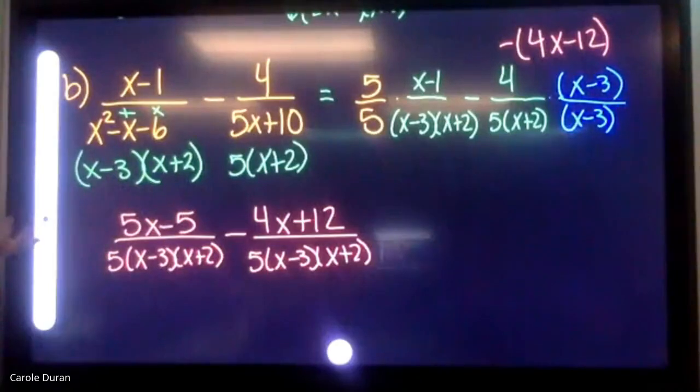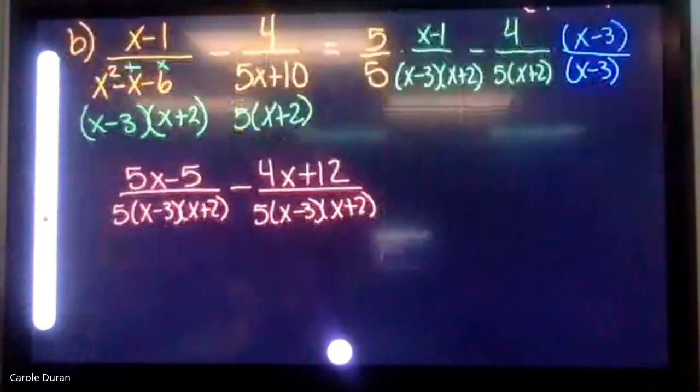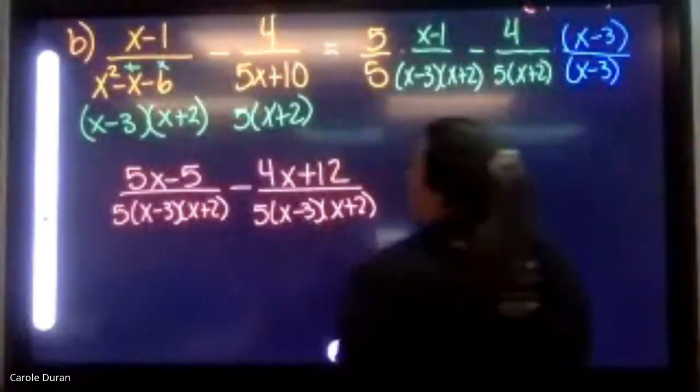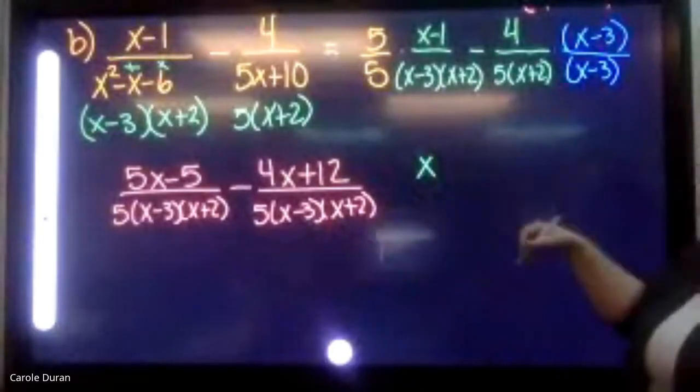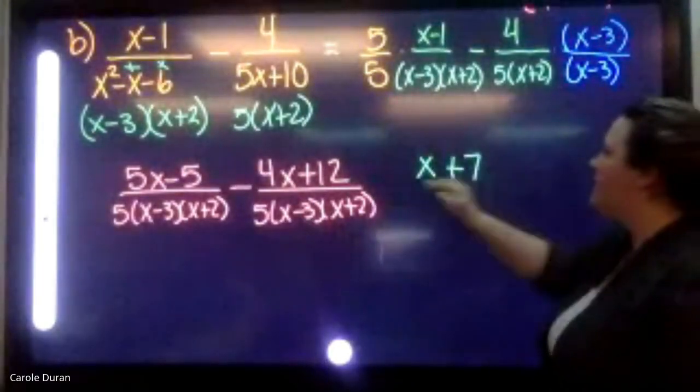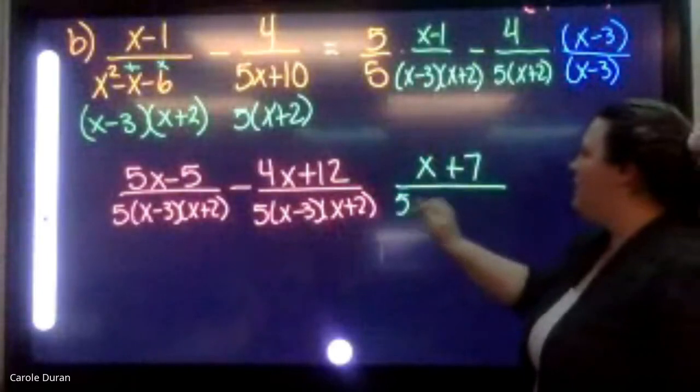What can I do? You just put them together. When I put them together, what else am I doing in the numerator? Combining like terms. Yes. So I have a 5x and a minus 4x, which makes a positive 1x. I have a negative 5 plus 12, which makes a positive 7, over their common denominator.